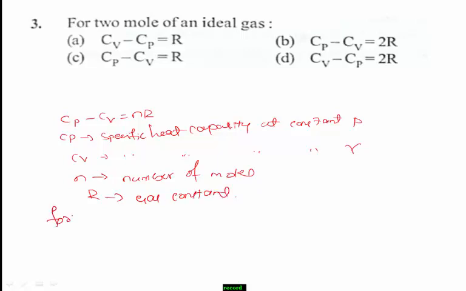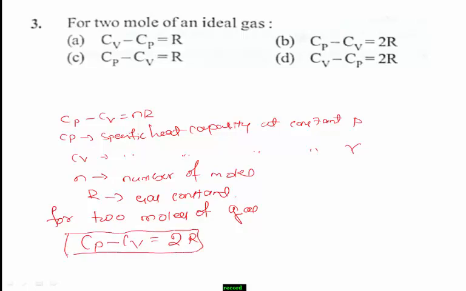Remember, for 2 moles of gas, the equation becomes Cp minus Cv equal to 2R. This is your required answer. Cp minus Cv equal to 2R. Therefore, which one is the right answer? Option B is the right one.